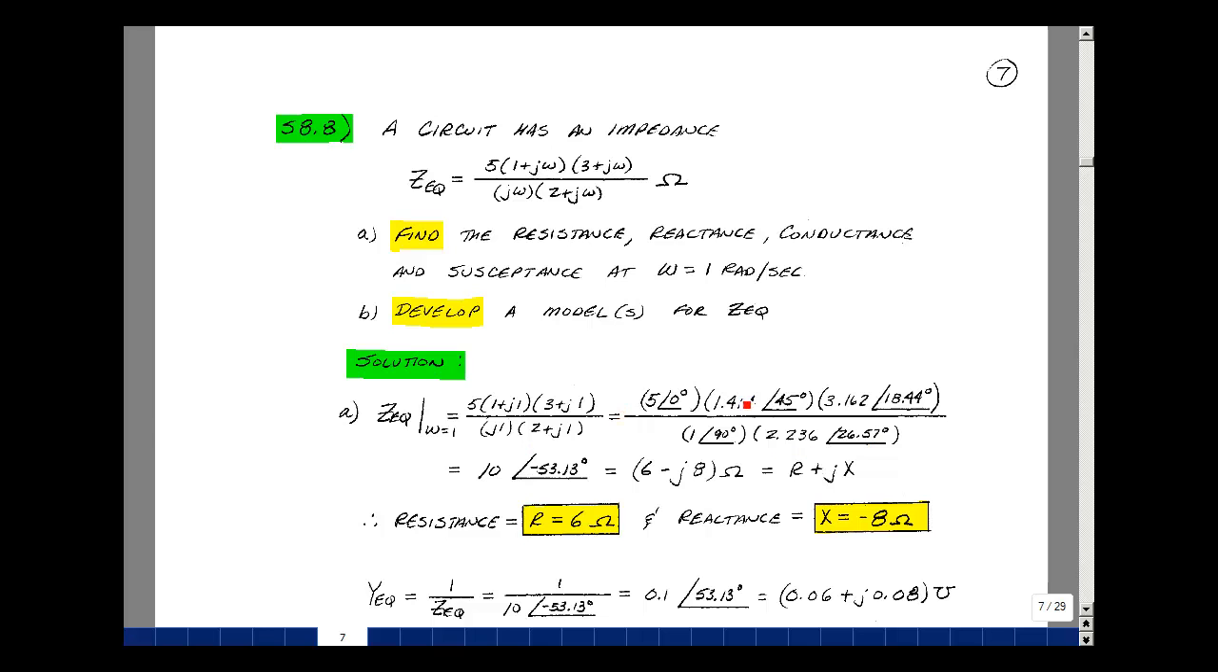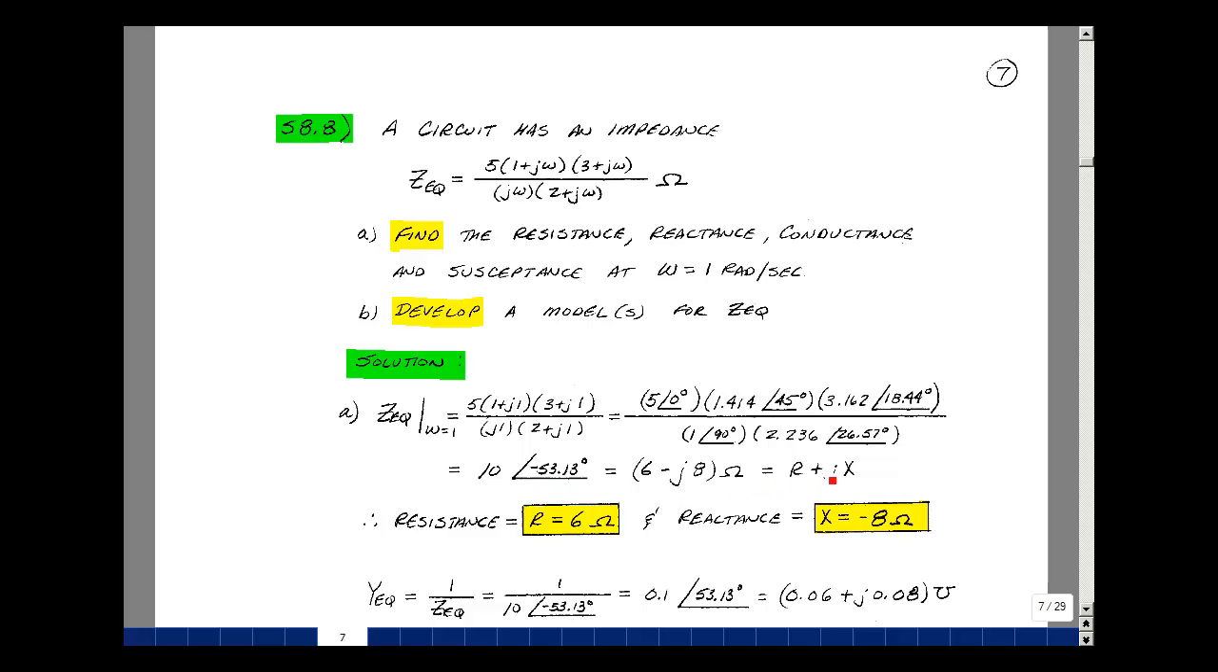So 5 times 1.414 times 3.162 divided by 2.236 turns out to be 10. And then the angle is 0 plus 45 plus 18.44 minus 90 minus 26.57. That turns out to be minus 53.13. So putting that into rectangular form, we would have 10 times the cosine of the angle, which turns out to be 6, and then plus j 10 times the sine of the angle, which is minus 8.